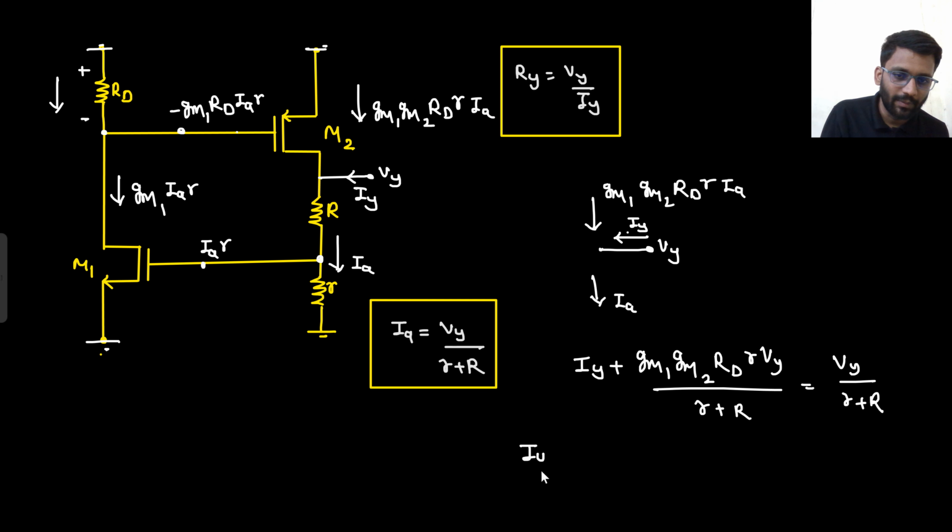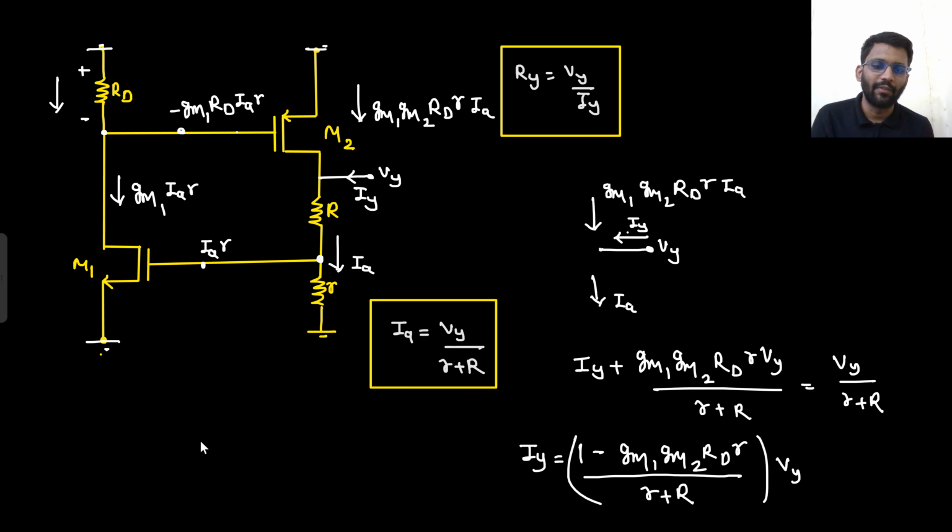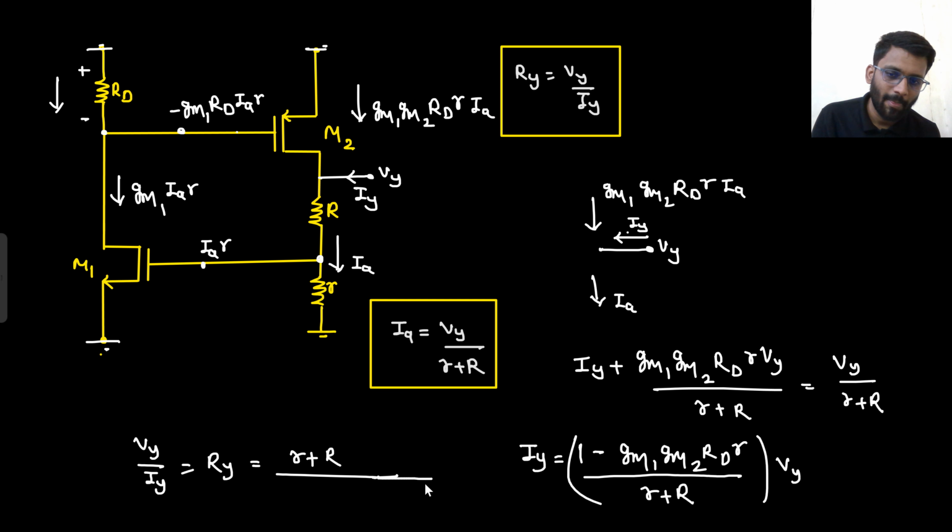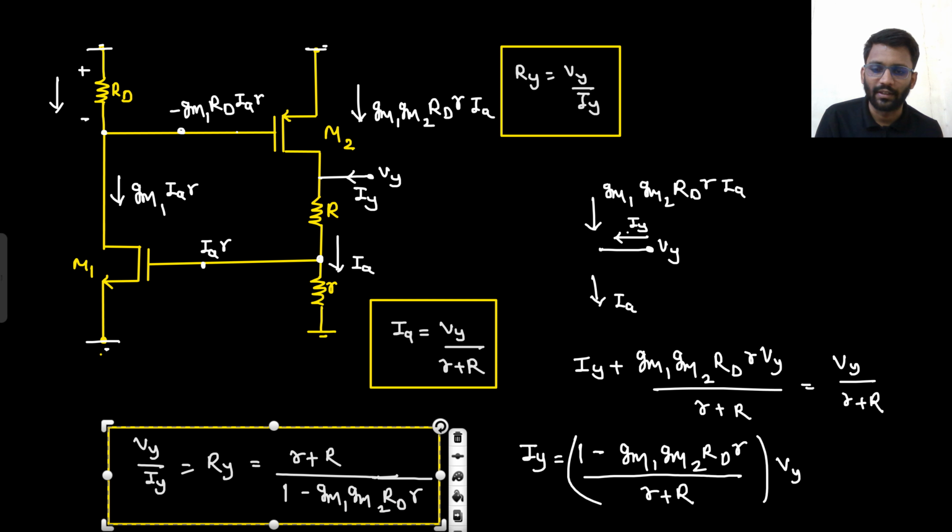So Iy would be equal to 1 minus GM1, GM2, RDR divided by R plus R, into Vy. So what will be Vy by Iy? Vy by Iy, that is our Ry. That would be R plus R divided by 1 minus GM1, GM2, RDR. That's it. This is the final answer.